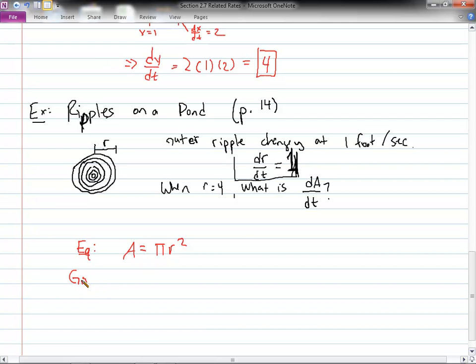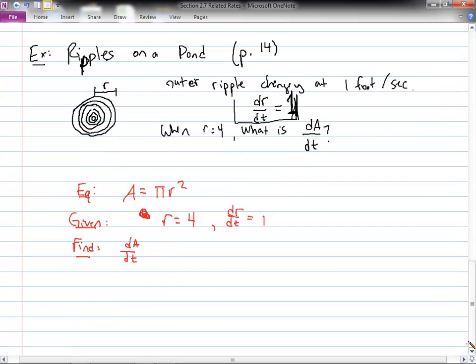Okay, what have we been given? We've been given the radius. I'll write that down. r is 4, right? And what else do we know? So dr/dt is constant. It's always 1. Okay, what do we want to find? Not just area. Exactly. Rate of change of area.